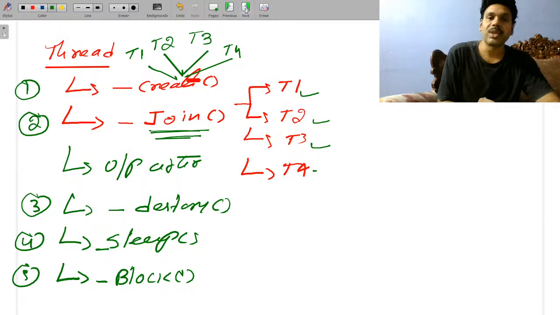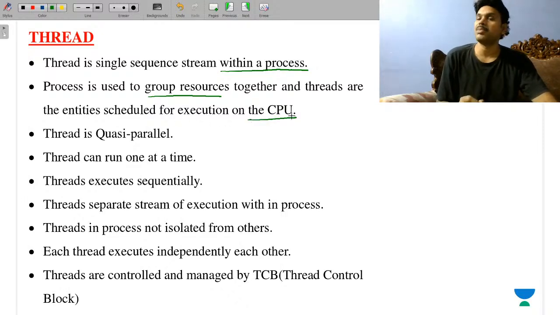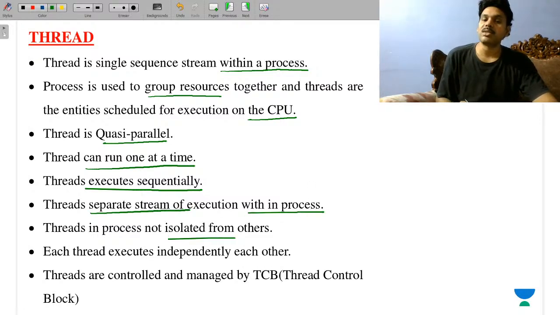So what is your thread now? Let us see. Your thread is nothing but a part of the process only. A process is a group of resources, but a thread has only part of the resources, which are executed on different CPUs. So a thread is called quasi parallel, and a thread can run only one at a time. Threads execute sequentially one after another, and a thread creates a separate stream of execution within a process. These threads are not isolated from each other. Every thread communicates with the others. If any thread gives a block system call, then the entire process, all threads, are going to be blocked. That's why threads communicate with each other from one particular CPU to another.